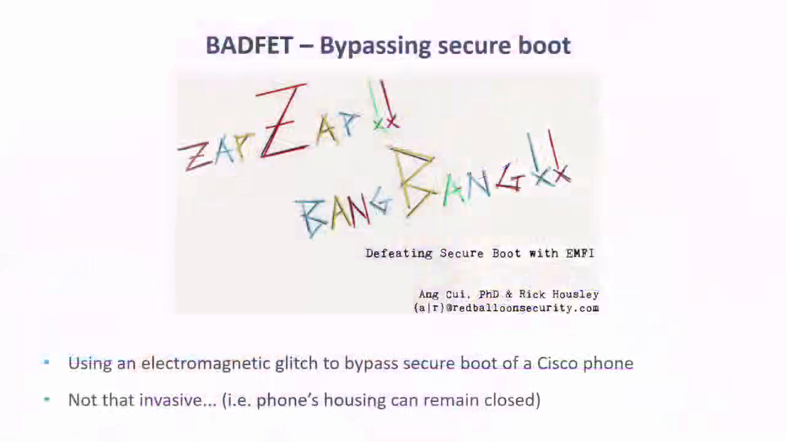Also recently, two researchers created their own electromagnetic fault injection setup to bypass secure boot of a Cisco phone. And the interesting part here is that a very nice characteristic of electromagnetic fault injection is that you can do it from a small distance. So they were able to do this without opening the casing of the phone itself.